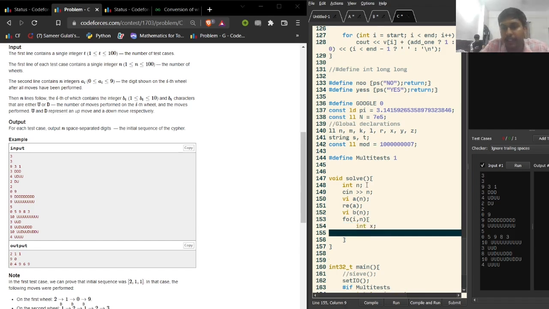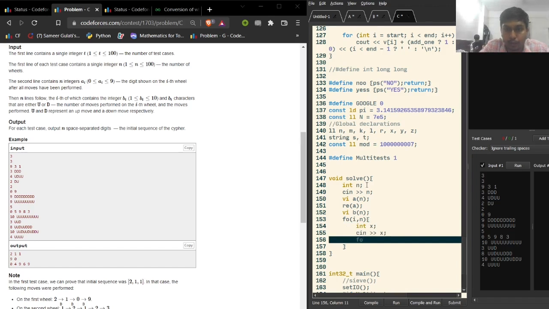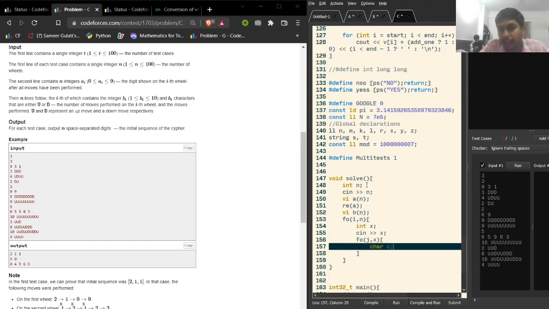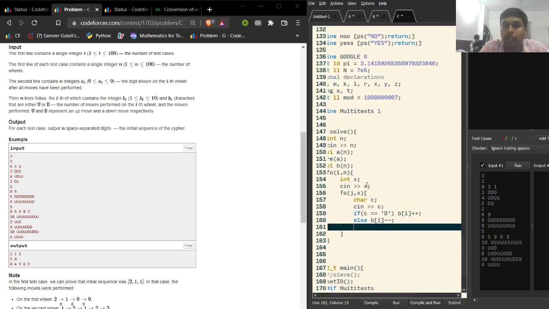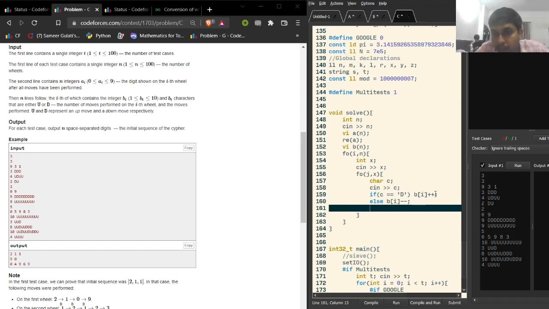So I take int x, c in x, then loop over x, and take character by character. If c is equal to d, then I will, okay, I'll have a counter. So no, the counter is b. Okay, I will just do b plus plus, else I will do b minus minus. Let's try to maintain it properly.